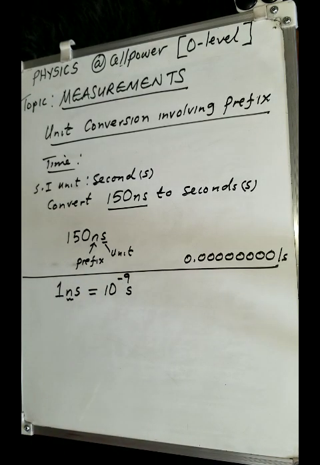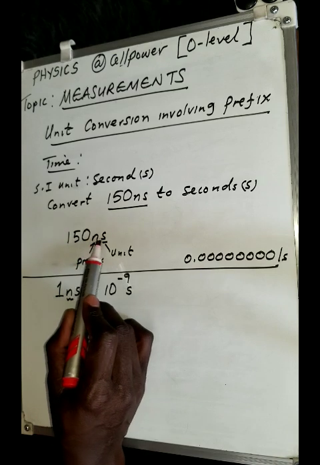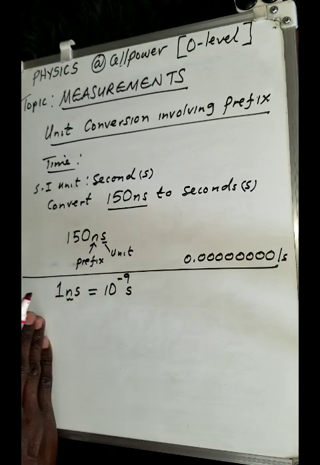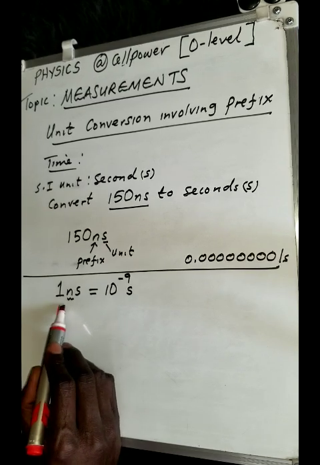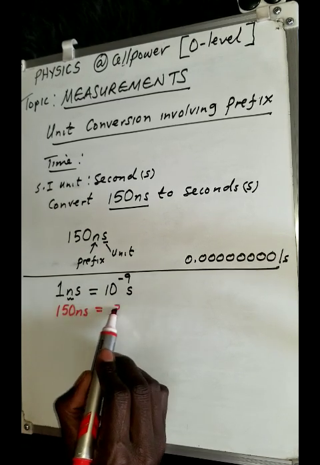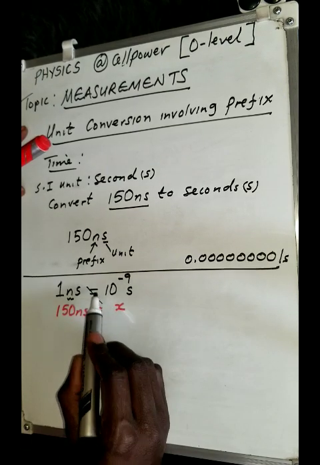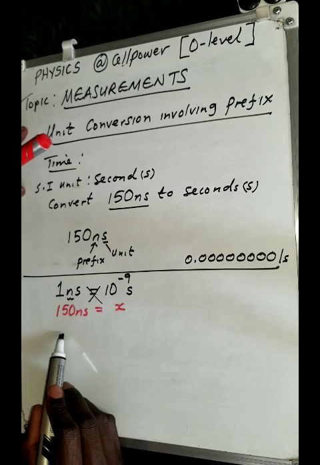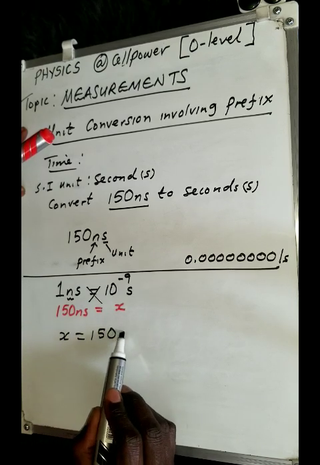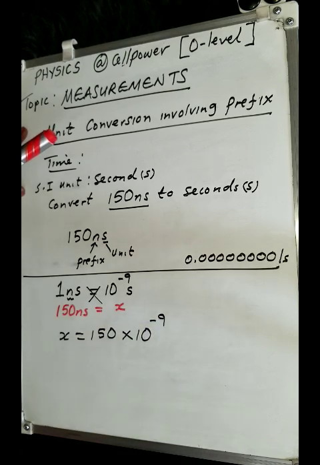So you're going to say now, suppose I have 150 nanoseconds, where are you going to put it? Is it on your left or your right? Where do you have nanosecond? It's on the left. So suppose I have 150 nanoseconds, then how many seconds will that give me? You don't know, so you can cross multiply. So x times 1 will give you x is equal to 150 multiplied by 10 raised to the power negative 9.